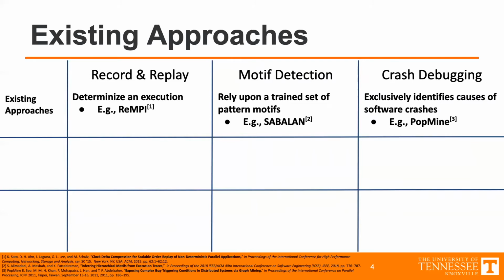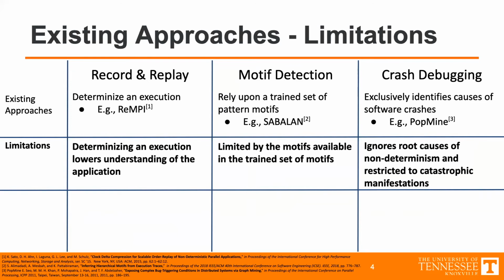And then there's crash debugging, debuggers, and some are even specialized for a specific problem, like PFlowMine, which finds the cause of a software crash that is non-deterministic. However, these methods have weaknesses.